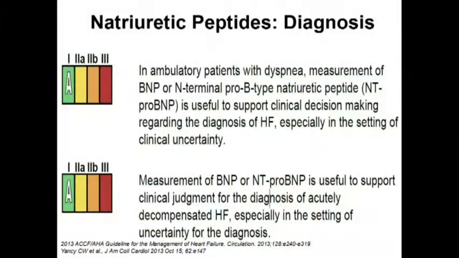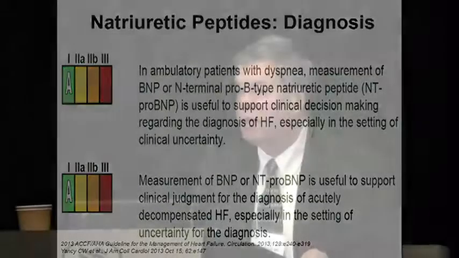So a 1A recommendation of using natriuretic peptides for the diagnosis of clinical heart failure. This is from the guideline. In ambulatory patients with dyspnea, measurement of BNP or N-terminal pro-BNP is useful to support clinical decision-making regarding the diagnosis of heart failure, especially in the setting of clinical uncertainty. The difference between BNP and N-terminal pro-BNP is that less than 100 BNP is considered normal, if you will, and less than 400 N-terminal pro-BNP.